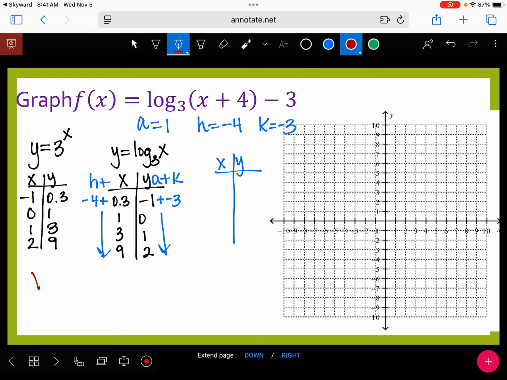I'm going to start off by putting in my vertical asymptote at X equals -4. And again, you really just need 3 points. You don't have to do the first one, but it's a psychological thing. I've been doing it for 18 years. I just can't stop. It just has to be there.